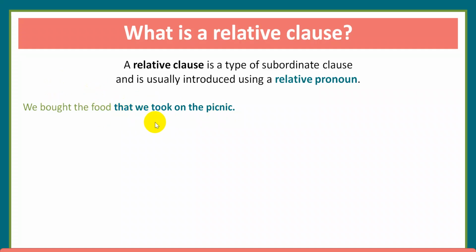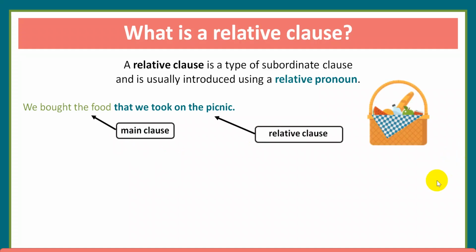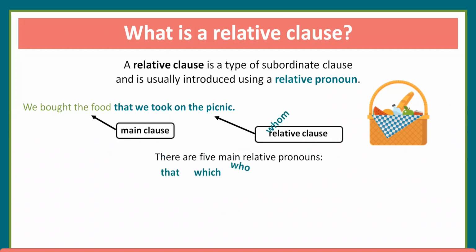We agreed before that the relative pronoun and relative clause refer back to a noun that's previously mentioned. As you see here, the main clause is "We bought the food", and "that we took on the picnic" is the relative clause. There are 5 main relative pronouns: that, which, who, whom, and whose.